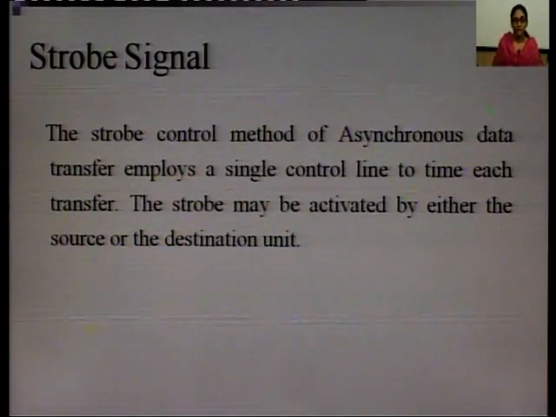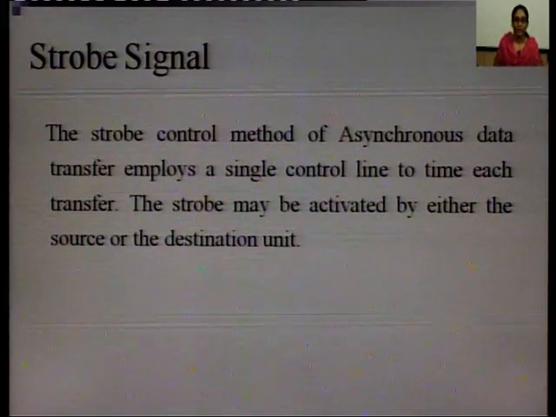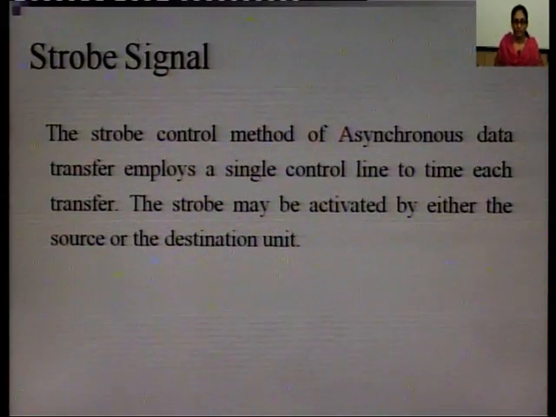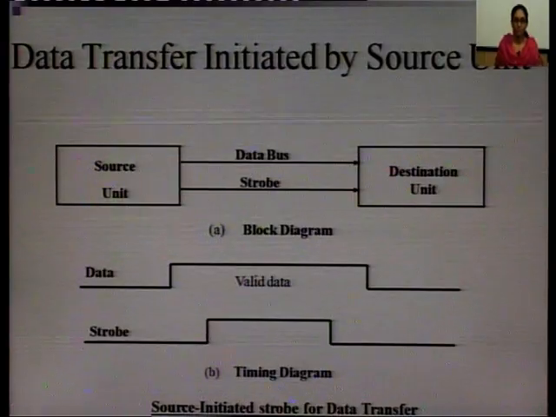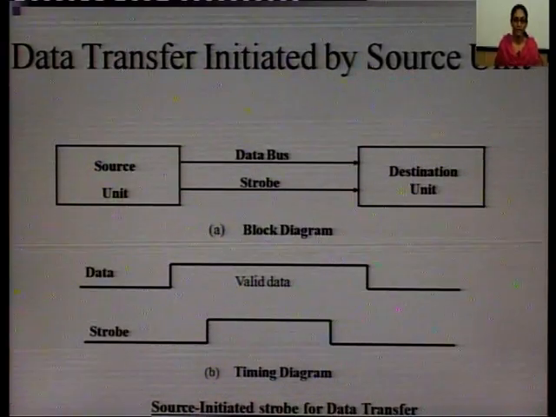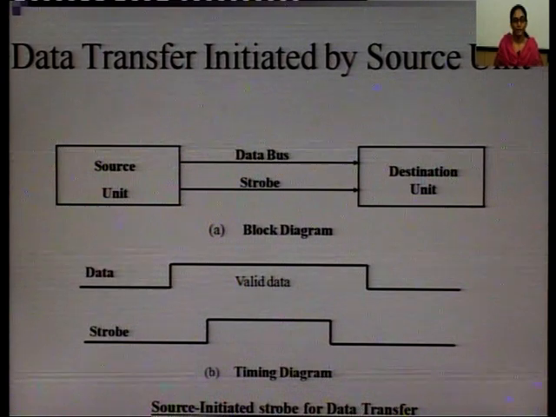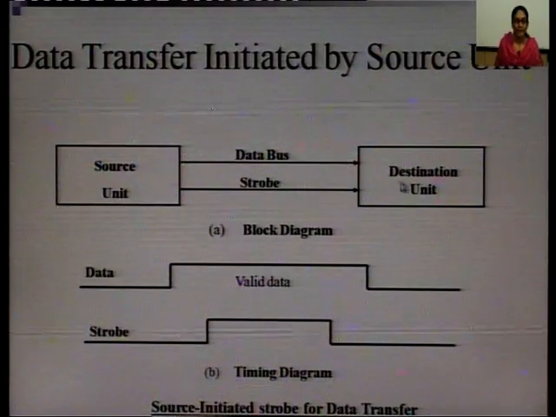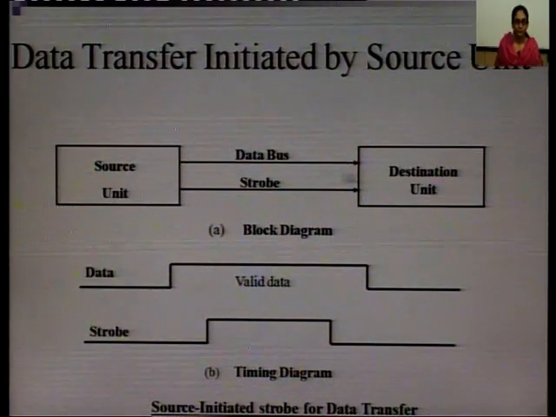This method is asynchronous data transfer, which uses a single control line for each transfer. It is activated either by the source or by the destination unit. This is the first case of the strobe signal, that is, data transfer initiated by the source unit. Here two units are available: one is the source unit and the second is the destination unit.